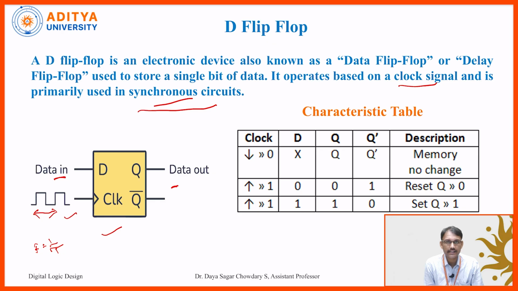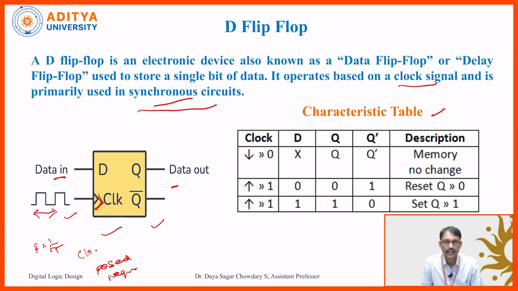Here this symbol means the clock edge. It may be a positive edge, we simply call it pos edge, or a negative edge, neg edge. This symbol indicates that it is edge triggered. If it is edge triggered, we call it a flip-flop. Now this is the D flip-flop, and coming to the characteristic table.